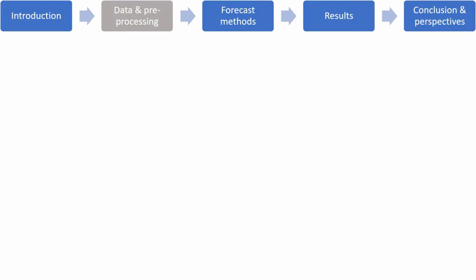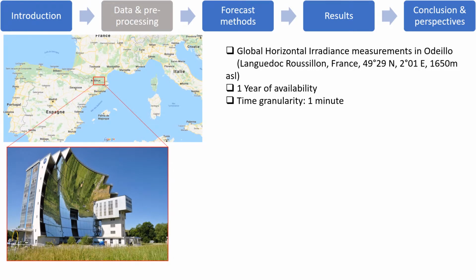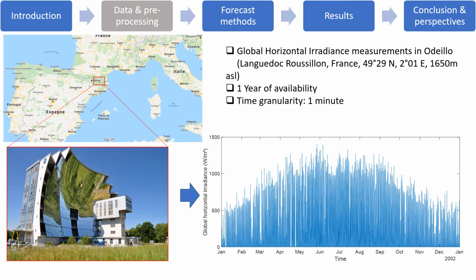Now I will talk about the data and preprocessing. First is the measured data used in the development of the models. Here it's global horizontal irradiance measurements in ODU, 1 year of availability with a time granularity of 1 minute. Here it's the localization of the station, and here, 1 year of data.